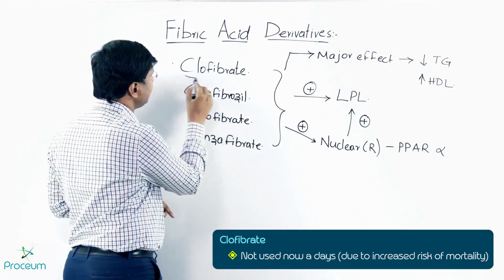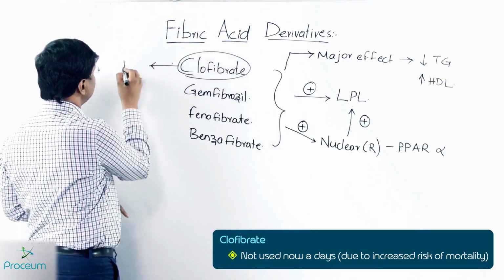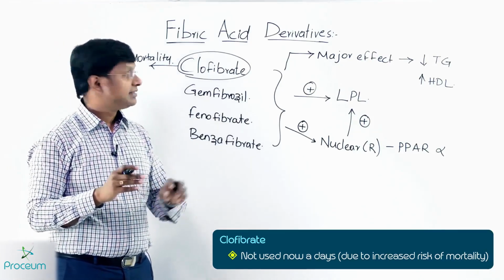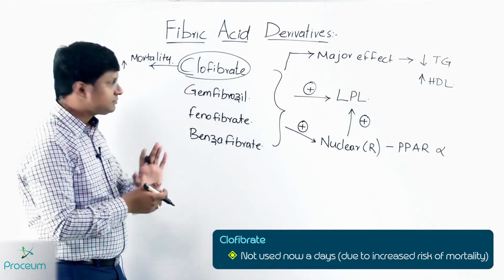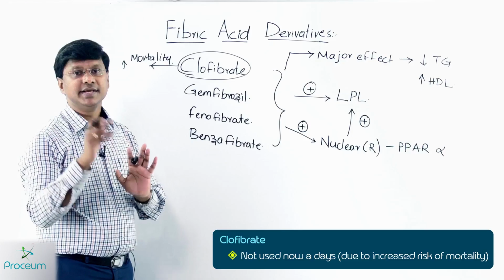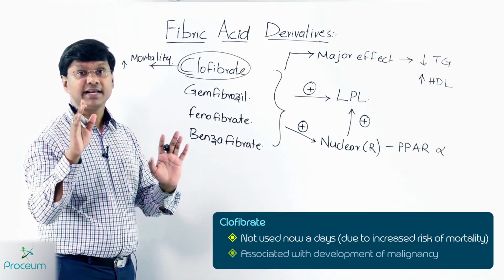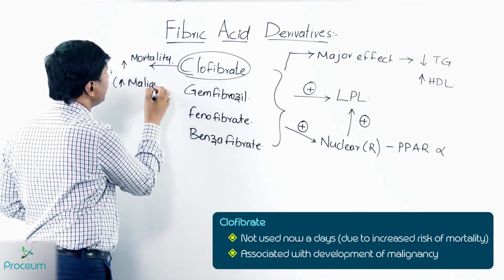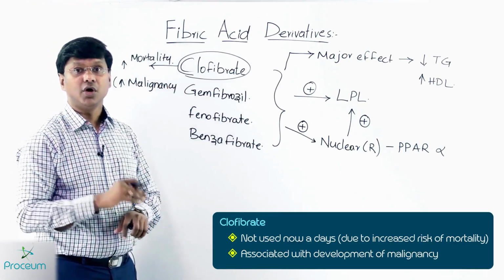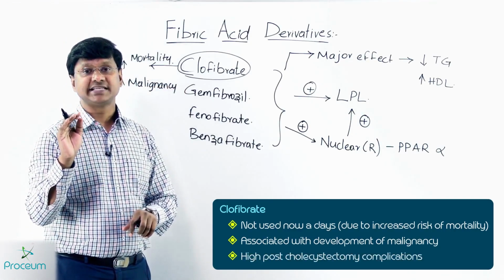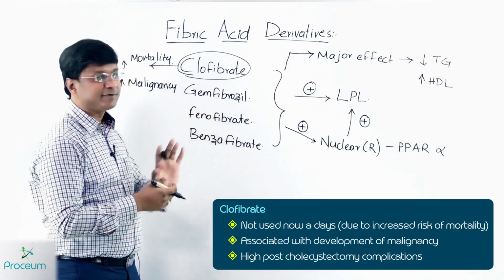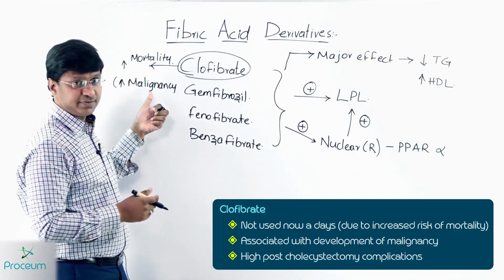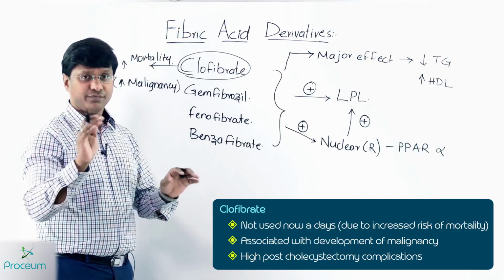Why? Because it has an increased risk of mortality. Now the question comes, why does it have an increased risk of mortality? Remember, clofibrate has an association with the development of malignancy. Not only that, the post cholecystectomy complications are also very high with clofibrate. So one reason is that it is associated with increased mortality because of malignancy. That is one reason we are not using clofibrate.